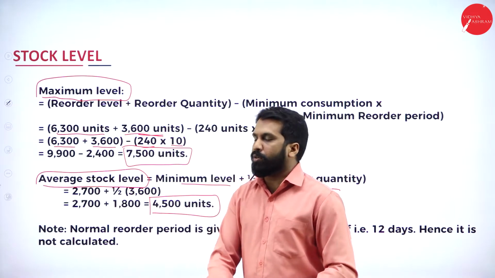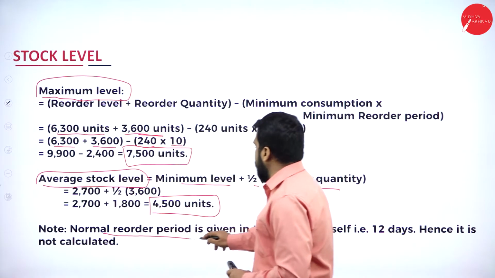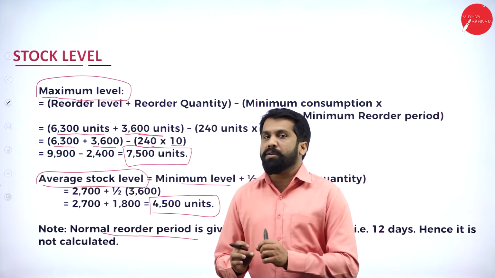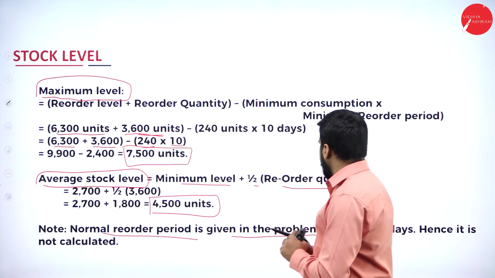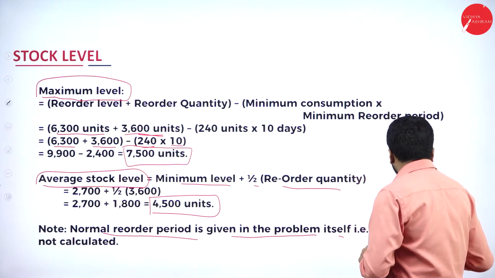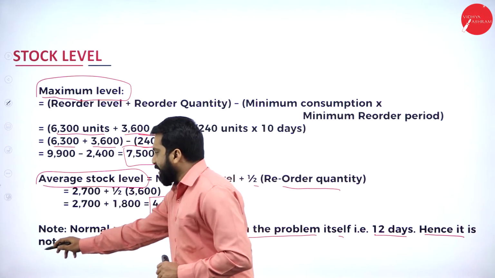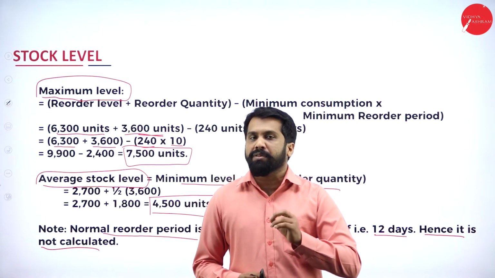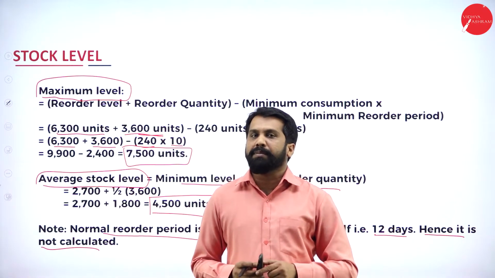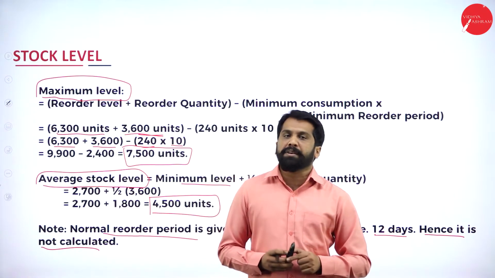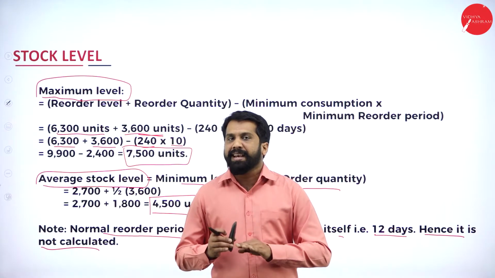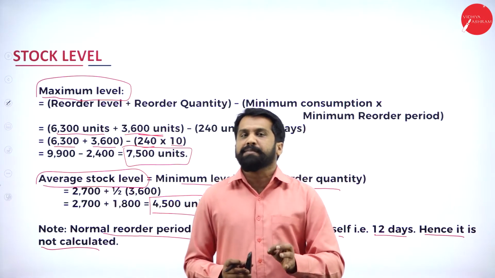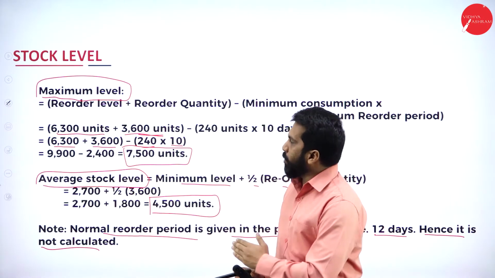Along with that, you have a note also: normal reorder period is given in the problem. Normal reorder period is given in the problem itself, that is 12 days. Hence, it is not calculated. What we used to do, maximum plus minimum divided by 2, was your reorder period. But in this problem, they have given it directly, so we will not calculate anything. Whatever is given in the question, we copy and paste. Clear? Yes. I'll go back through each slide.